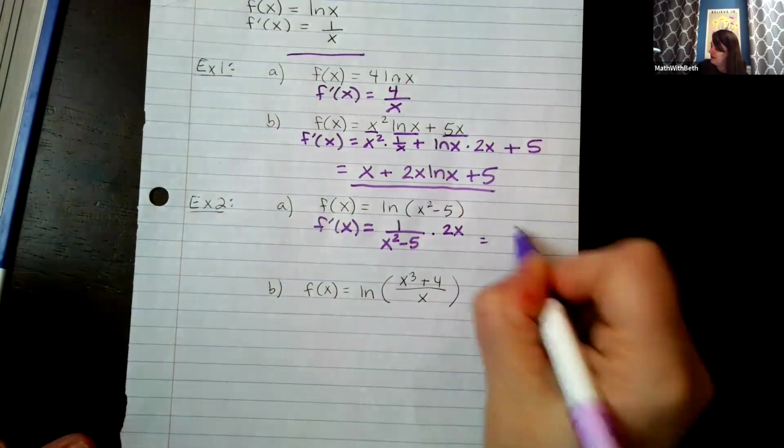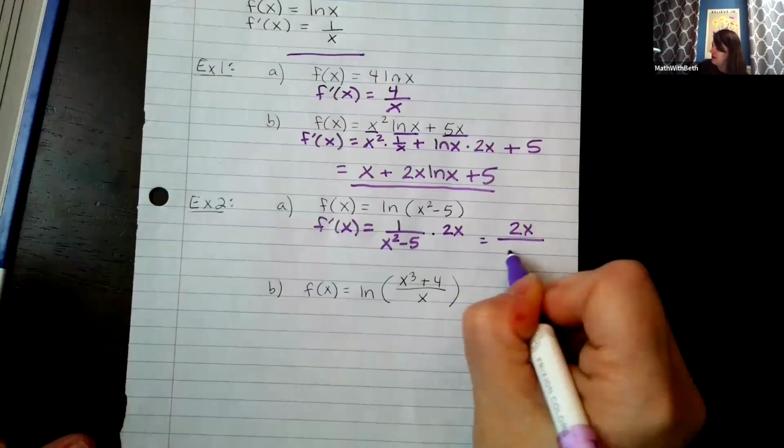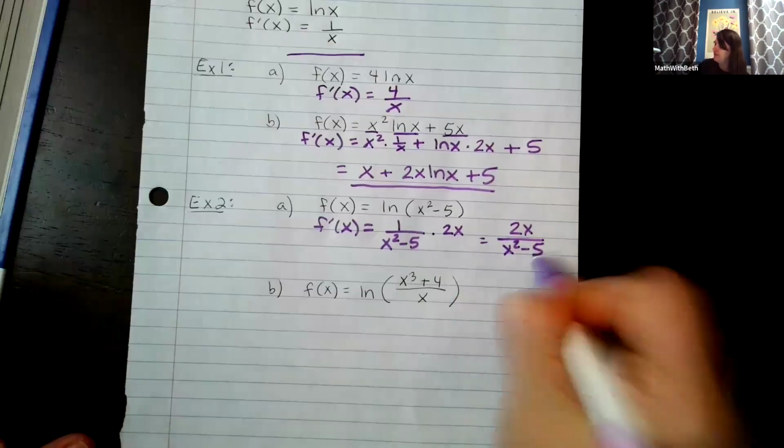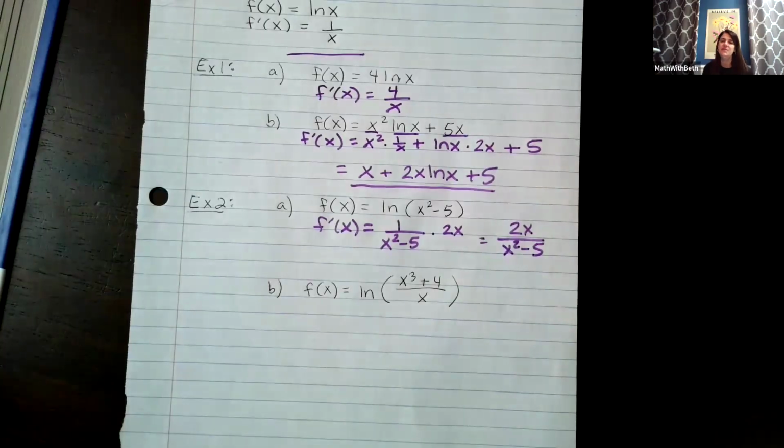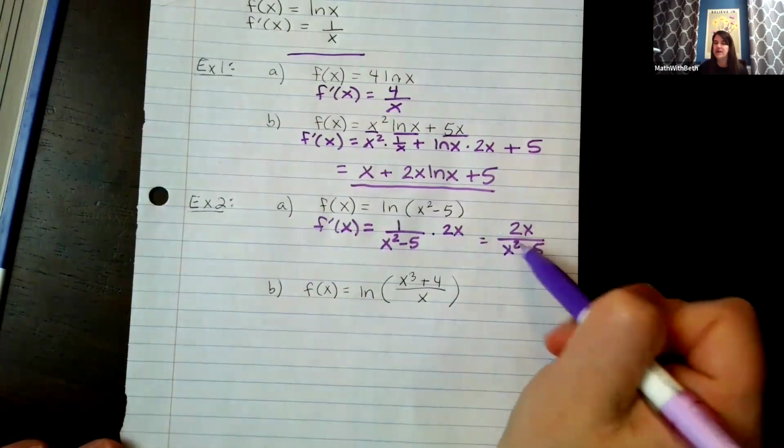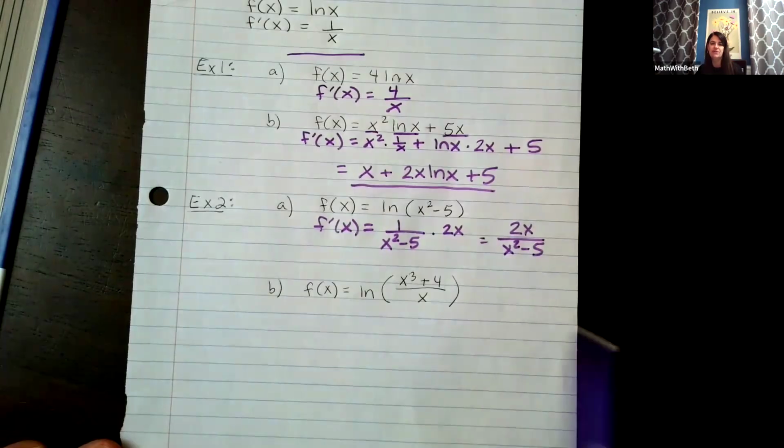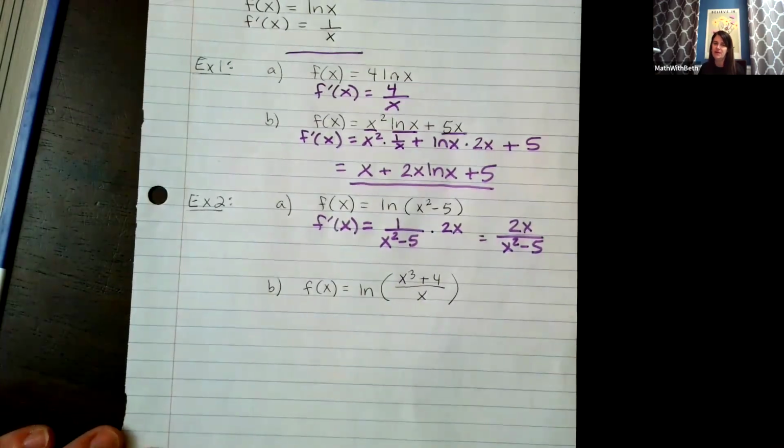So really at the end, the 2x can just go on top of the x squared minus 5. The more you do of these, you'll get in the habit of just immediately writing it like that. But at first, if you need to do it step by step, that's fine.